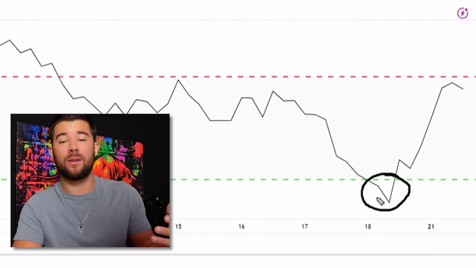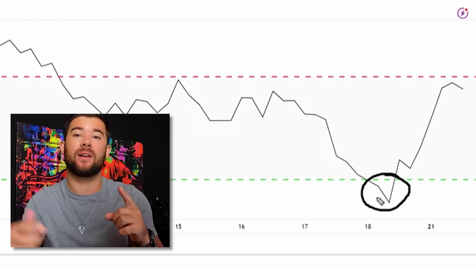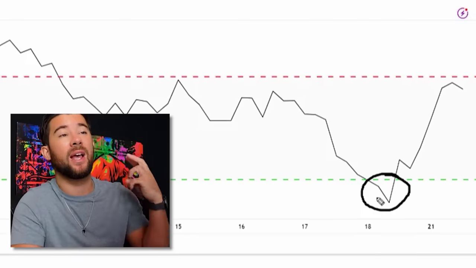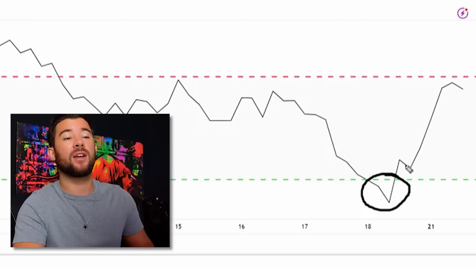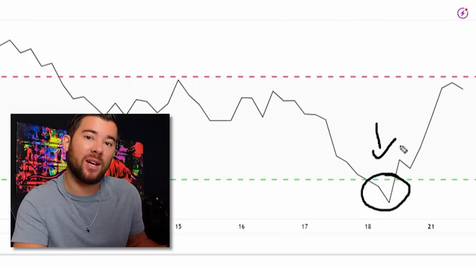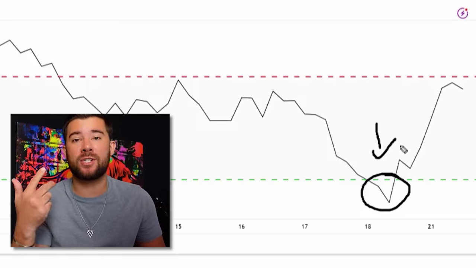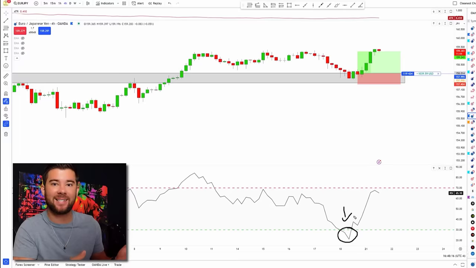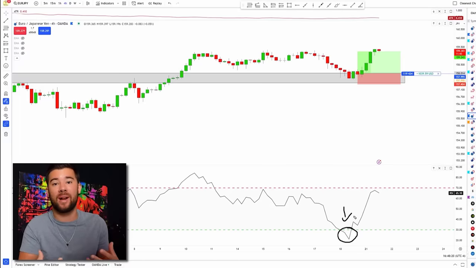So what we had was the daily trend going up. We had a daily level of major structure in that OTZ I just showed you. And on the 4-hour chart, we had prices going into an oversold RSI situation. So if we add those up, that is three major technical factors before the candlestick pattern, which also counts as a technical factor.